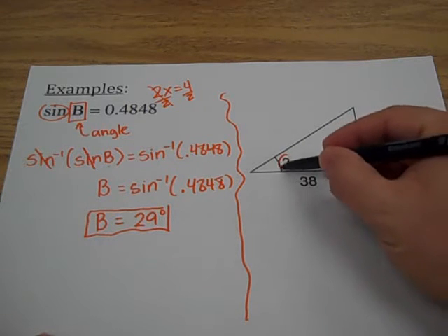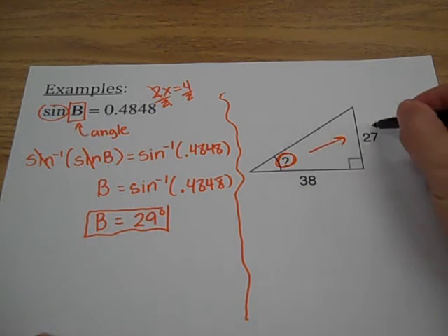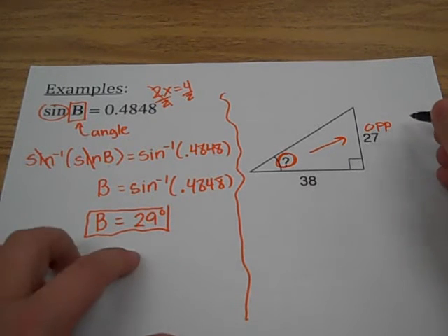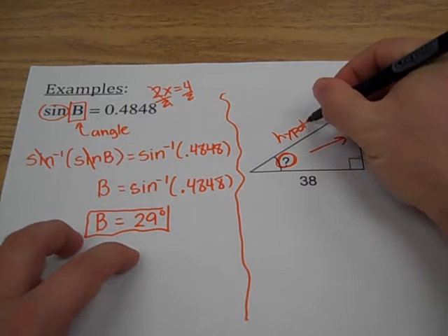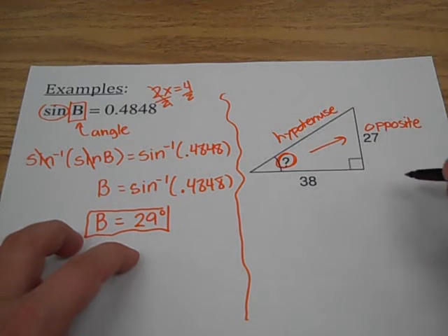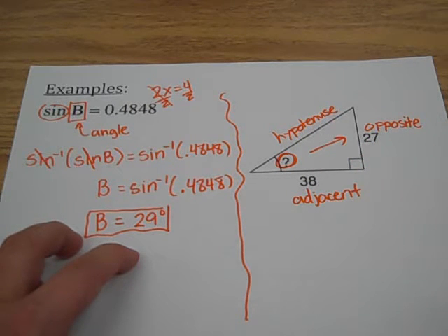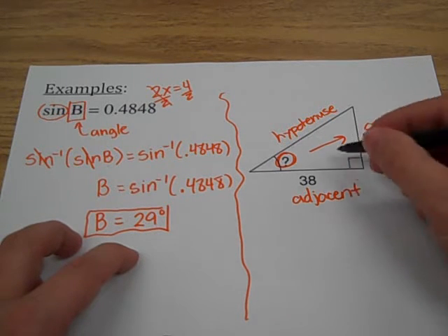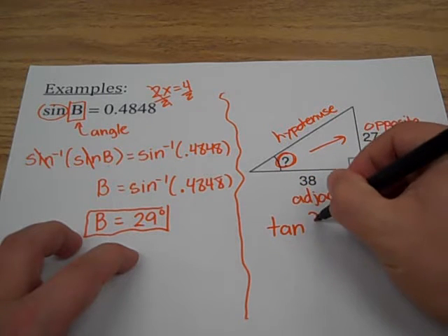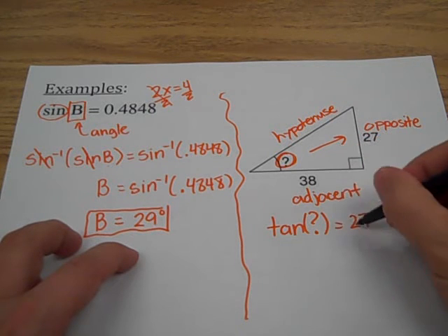So I want to know what this angle is, question mark, given these two side lengths. So I'm going to label these. This is the opposite side. This is my hypotenuse. And over here is my adjacent side. So I have the opposite and the adjacent sides both labeled, so that gives me an idea that I need to use tangent. So the tangent of that angle I don't know is equal to the opposite over the adjacent.